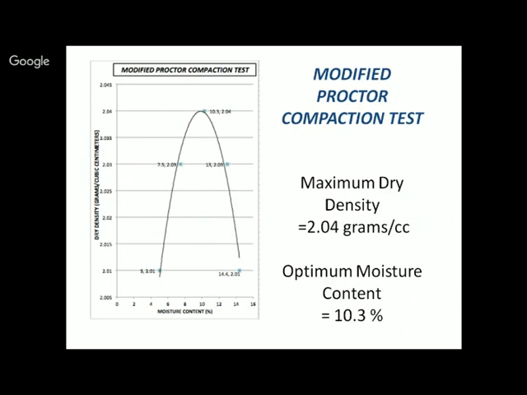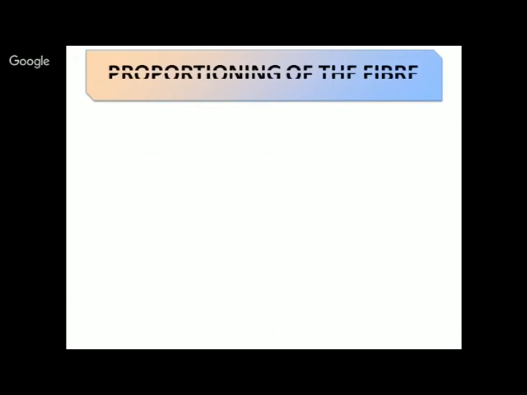Now the CBR molds are filled at 97% of this density. The reason being that achieving 100% density is not possible in the field.